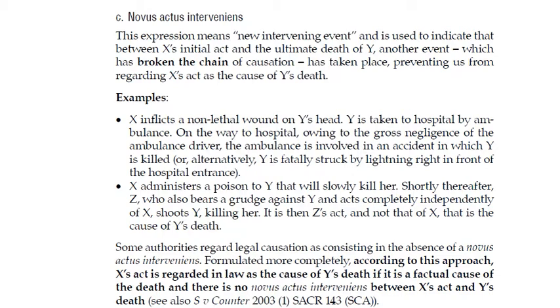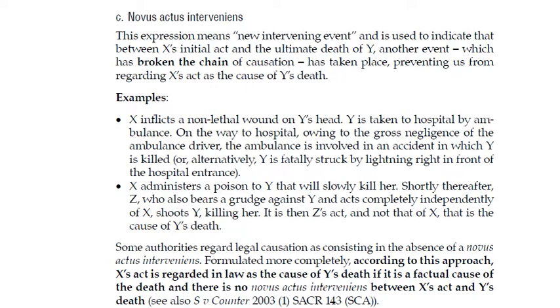Examples: X inflicts a non-lethal wound on Y's head. Y is taken to hospital by ambulance. On the way to hospital, owing to the gross negligence of the ambulance driver, the ambulance is involved in an accident in which Y is killed, or alternatively, Y is fatally struck by lightning right in front of the hospital entrance.